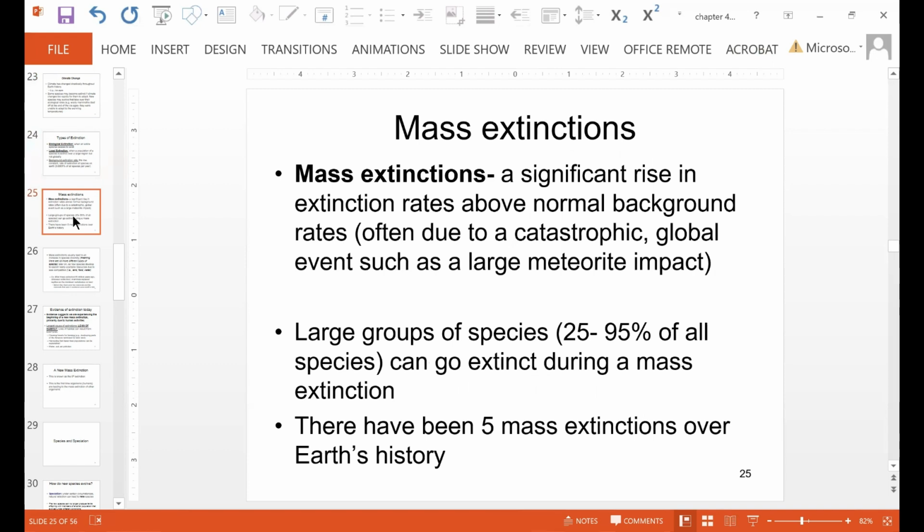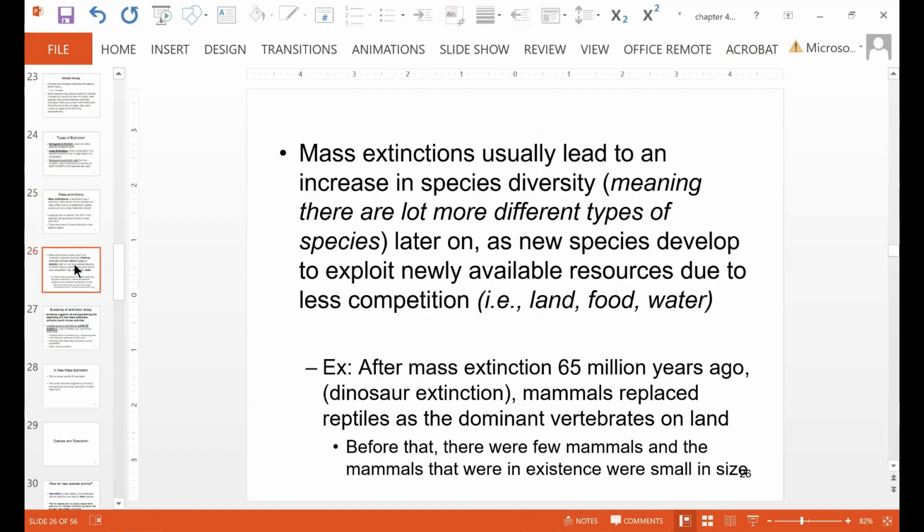Mass extinctions are when we have a significant rise in extinction rates above the normal background rate. These are usually due to a catastrophic global event, such as a large meteorite impact. Large groups of species, like 25 to 95% of all species in existence at a particular time, can go extinct during a mass extinction. There have been 5 mass extinctions over Earth history.